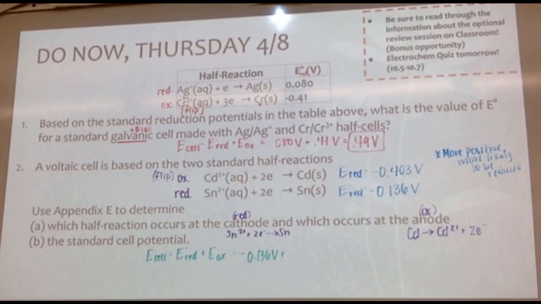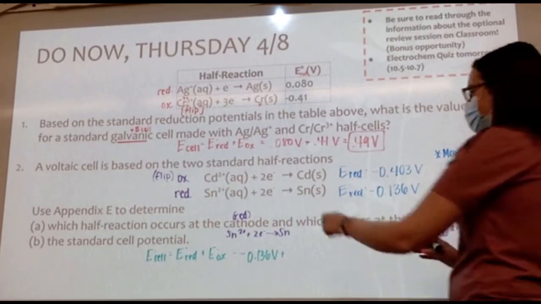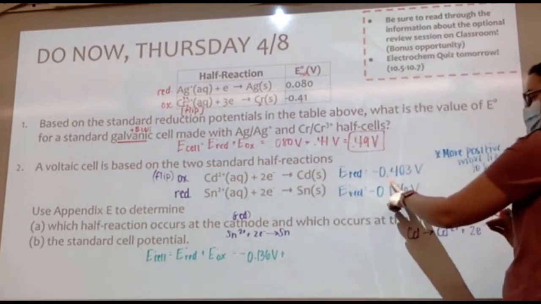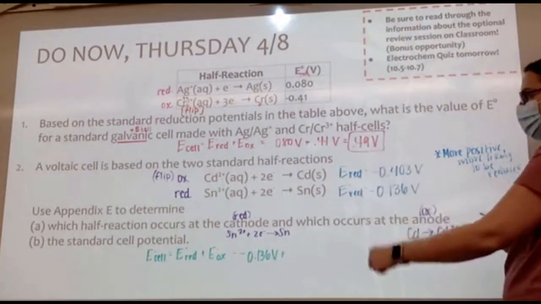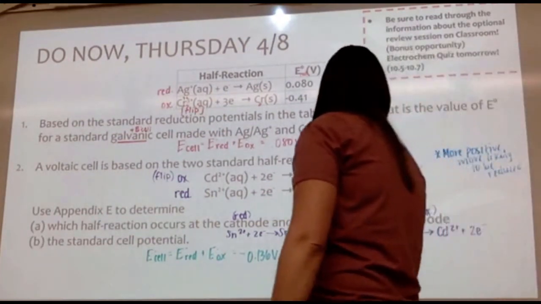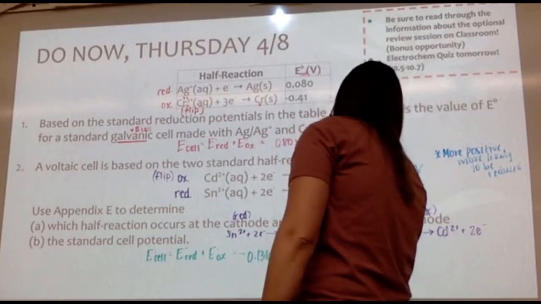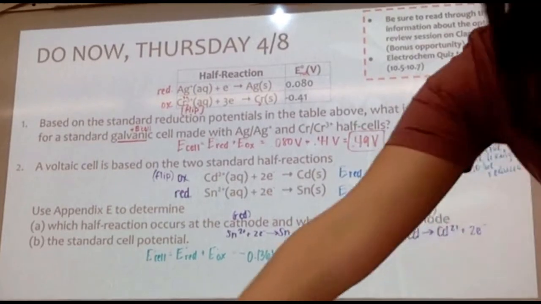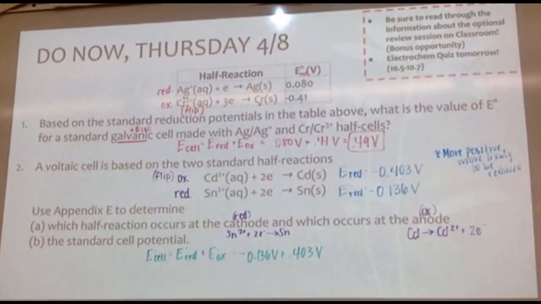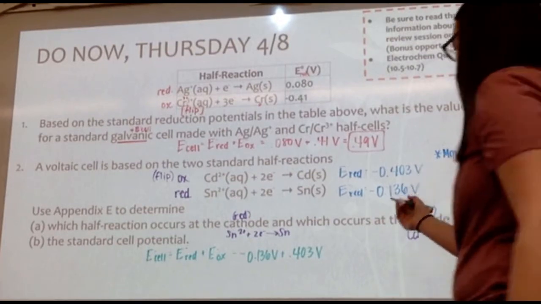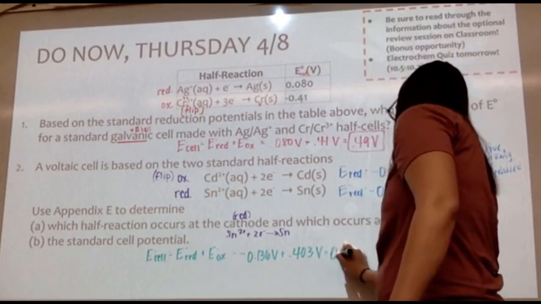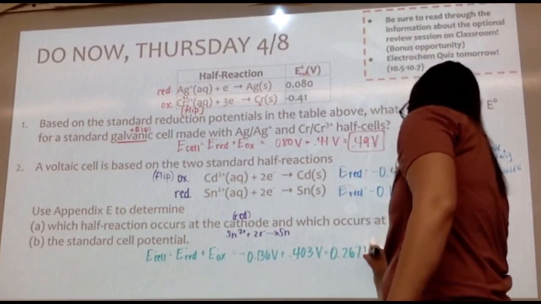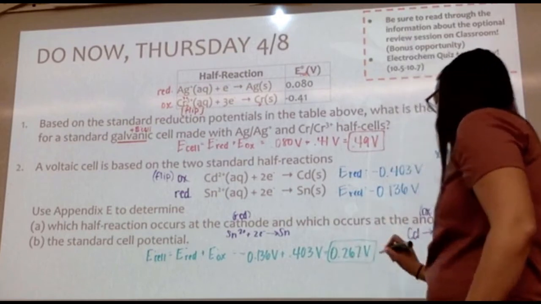Now, because we flipped the reaction to represent oxidation, we flip the sign. The only thing you do to E is flip the sign. So plus 0.403. So if we plug this into our calculator, negative 0.136 plus 0.403, we get positive 0.267. And cell potential is measured in volts.